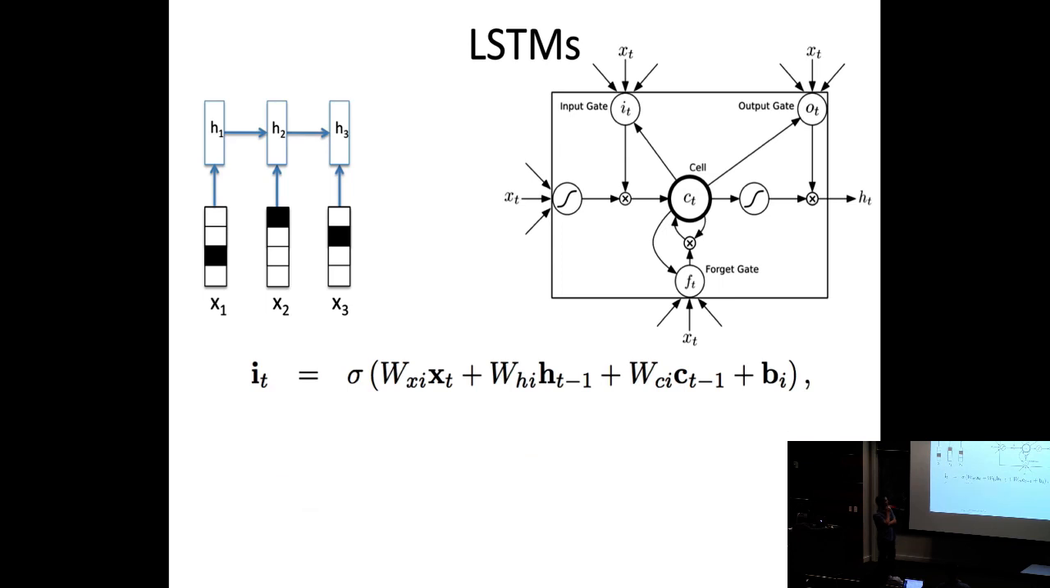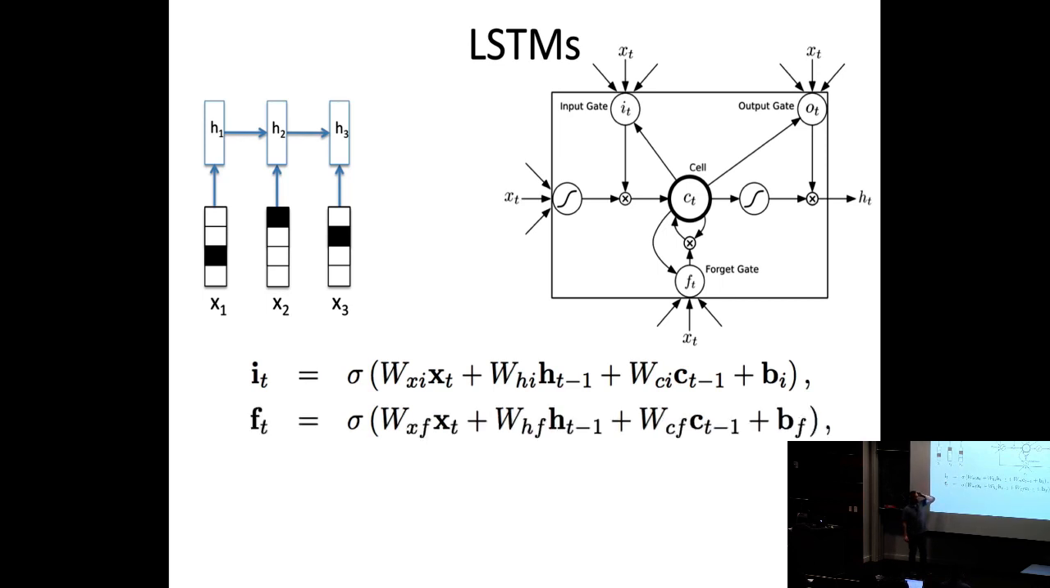Okay, let me start from here. This is something called the input gate. What is the input gate? Well, you take your observation at time t, you take your hidden state at time t minus 1, and then there is something called a cell state, a cell unit. So you have one additional cell unit at time t minus 1. So we have the input, the previous hidden state, and the previous cell state, plus the bias. We pass it through the sigmoid, so this is going to be a number between 0 and 1.